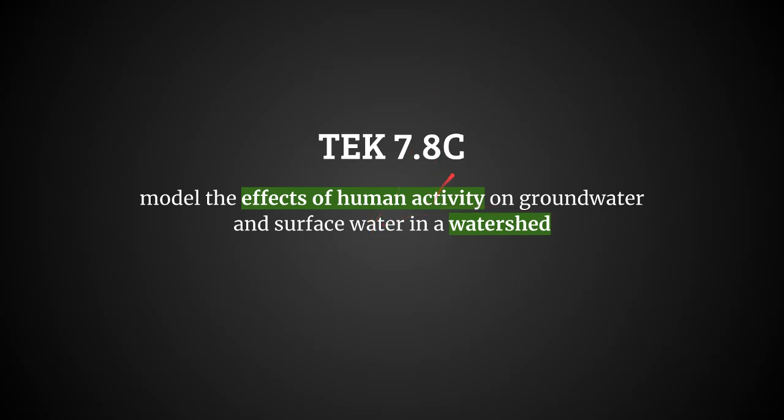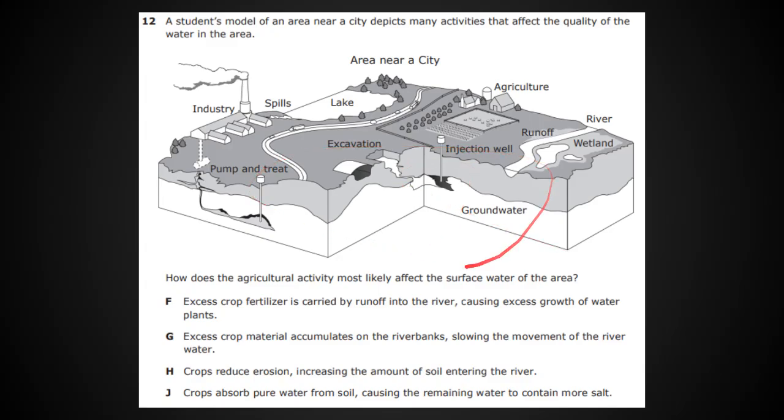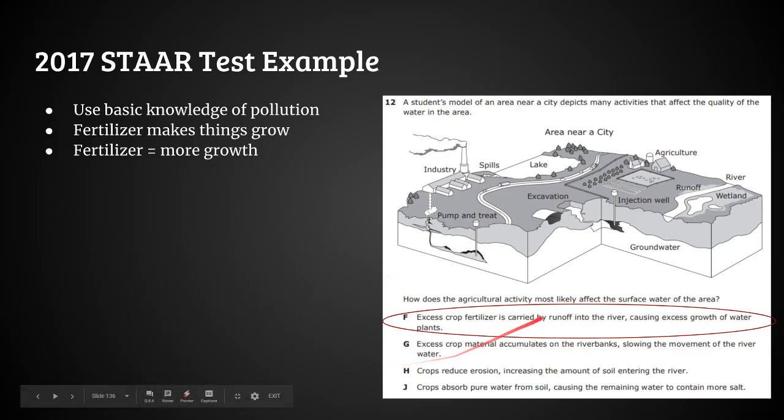Next we have 7.8C, effects of the human activity on the watershed. So we see here that it's asking us, how does agriculture activity most likely affect the surface water of the area? And we said F because they're dumping fertilizer. Fertilizer makes things grow, and that's why we're saying that it's causing a growth in plants.